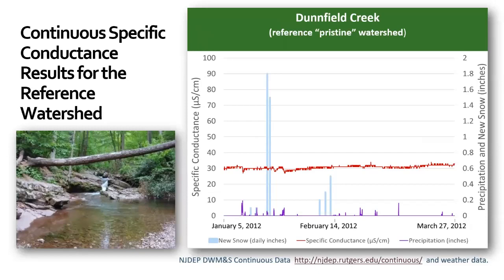So here's an example. This slide displays specific conductance data, which is the red line, for one winter for an undeveloped watershed. The blue bars are inches of snow and the purple line is precipitation. You can see that the specific conductance doesn't change, not even after rain or snow events. And this is what we would expect because there's no development in that watershed and there's no salted roads upstream of the site.